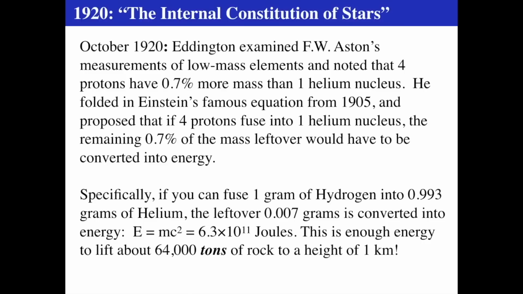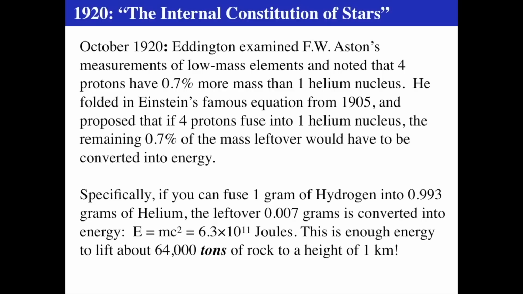Aston's measurements. Aston was measuring low mass elements like hydrogen, helium, lithium, beryllium, and so forth. And Eddington noted that 4 protons have just 0.7% more mass than a single helium nucleus. So it's kind of funny because helium nuclei are 2 protons and 2 neutrons, but 4 protons have a little bit more mass than that, but a neutron's a little bit more massive than a proton. So what's going on, that a helium nucleus has less mass?